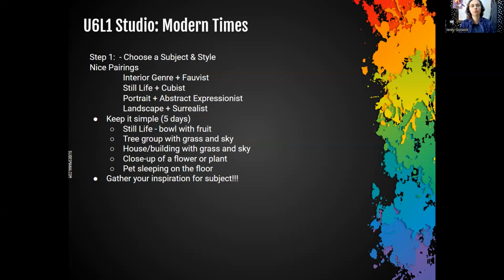I am going to stress that we are trying to keep this simple. You have 5 days to complete this painting. Today's day 1, planning, prep, and setup. So you really have 4 days to complete this. So just keep that in mind as you set your goal here as to what you're going to paint.